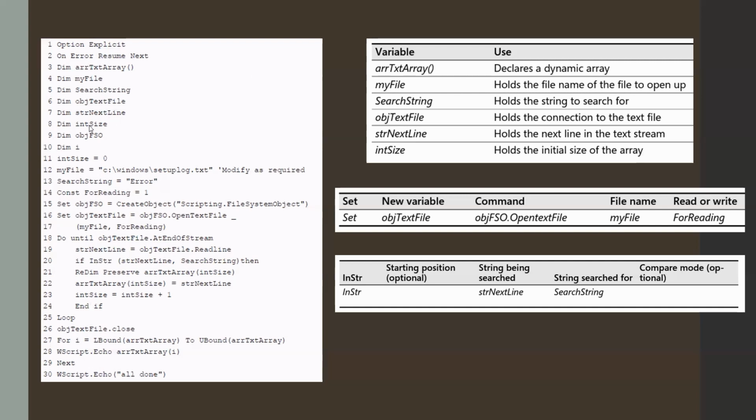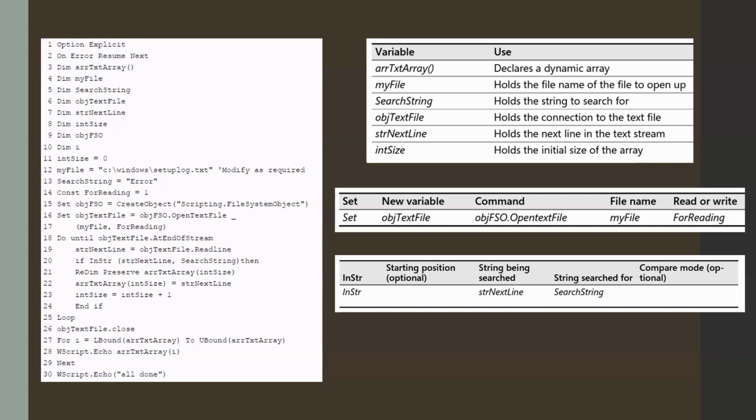Init size, or int size, is going to be the initial size of the array, and object f is the FSO object. Now, as we get into the reference section, we're going to set the initial size to 0 because there's nothing in our array. My file name is going to be setuplog.txt. I'm going to search for the word error, and I'm going to create a constant for read only. So basically what I'm doing is going through this setup log and looking for any error messages.